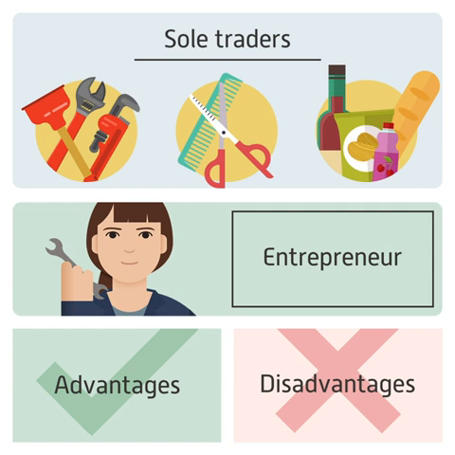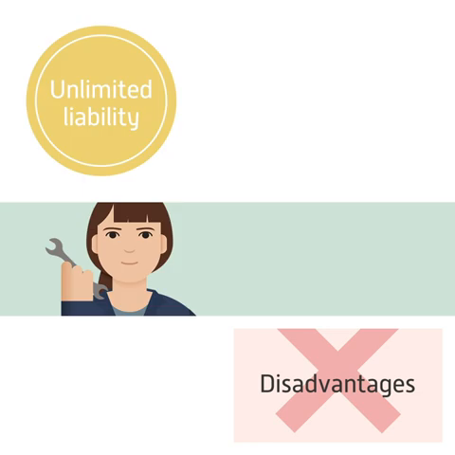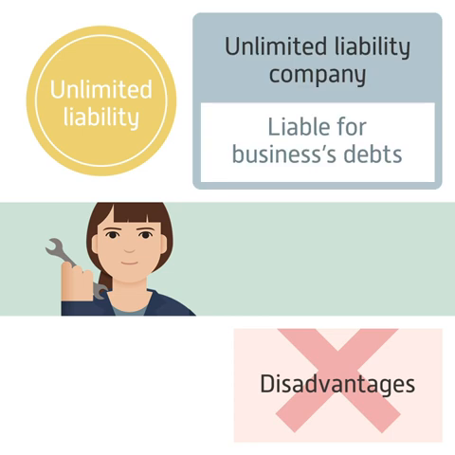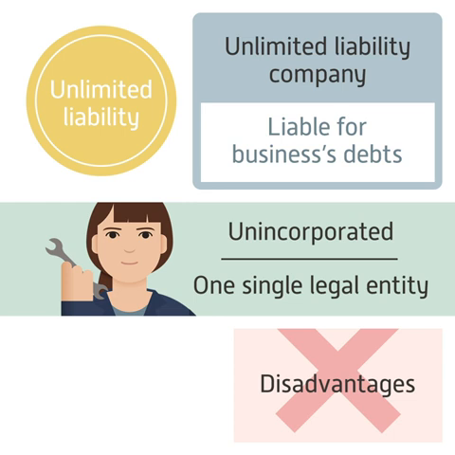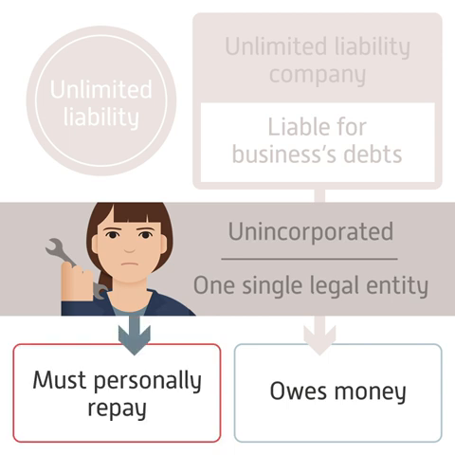As with all types of business organisation, there are advantages and disadvantages to being a sole trader. Let's start by looking at the disadvantages. The major risk with this type of business is unlimited liability. In an unlimited liability company, the owner of the business is personally liable for all of the business's debts. As the business is unincorporated, the owner and the business are considered to be one single legal entity. If the business fails and owes money to its creditors or suppliers, the owner must personally repay the money.